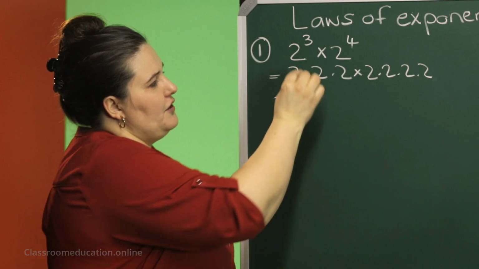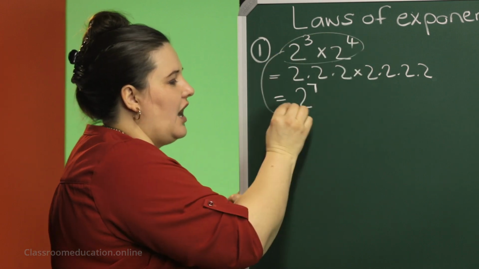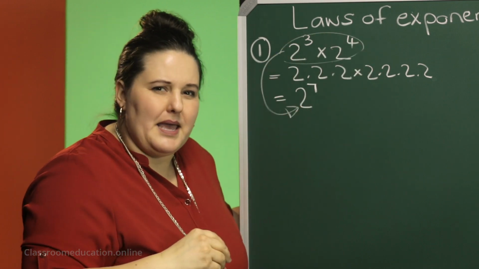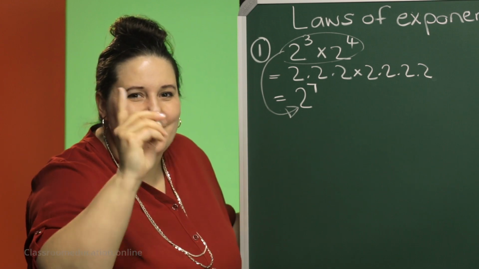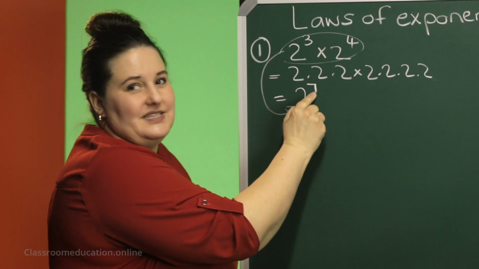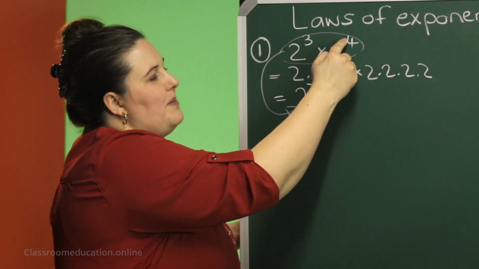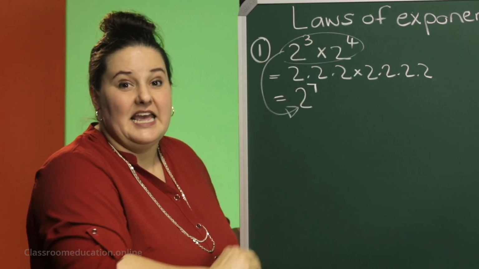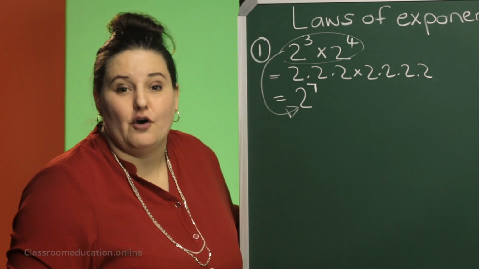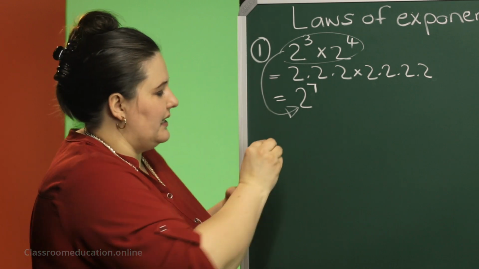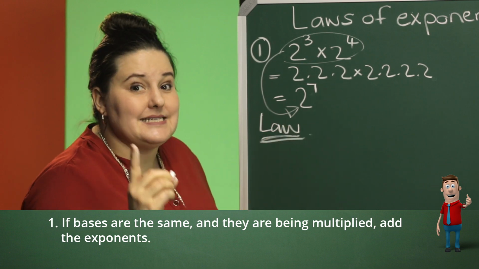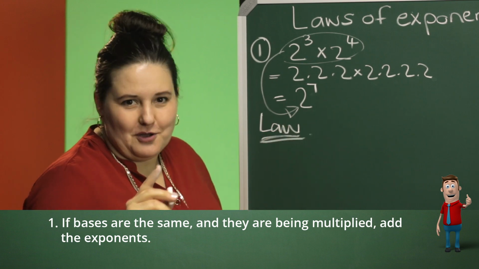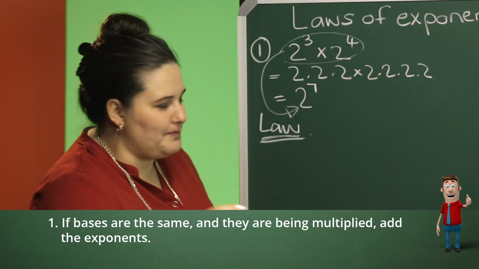Now, boys and girls, if you look at the question and you look at the answer, isn't there maybe a shortcut that you can see? Yes, there is. Can you see that to get to the 7, we said 3 plus 4? Yes, and this is the first law of exponents. So let's have a look at it. The first law says bases must be the same. It's all about the base. They must be the same.